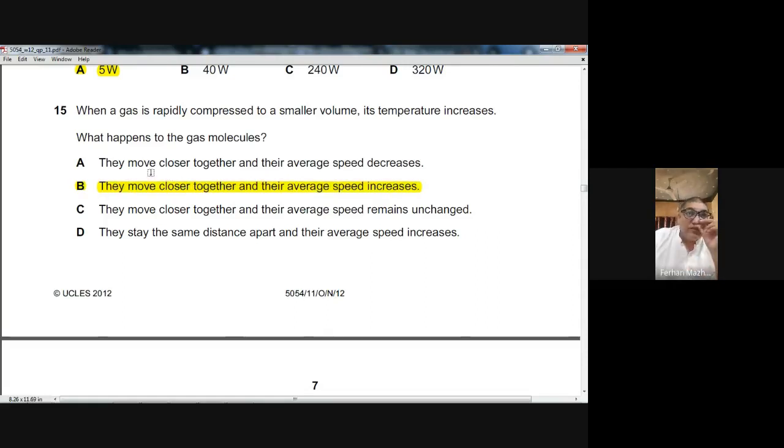Option A, they move closer together and their average speed decreases. That's wrong because the temperature has increased. They move closer together and their average speed remains unchanged. That's wrong because we know that the temperature has increased. They stay the same distance apart. No, because we know we compressed it. When you compress it, its volume decreases. So question number 15, B is the right option, sir.